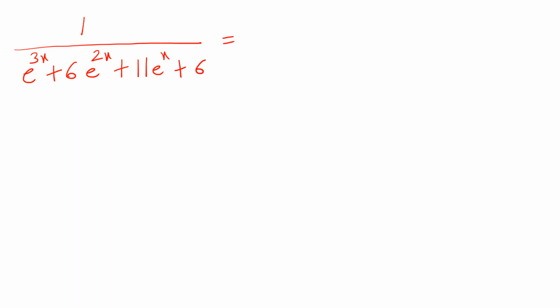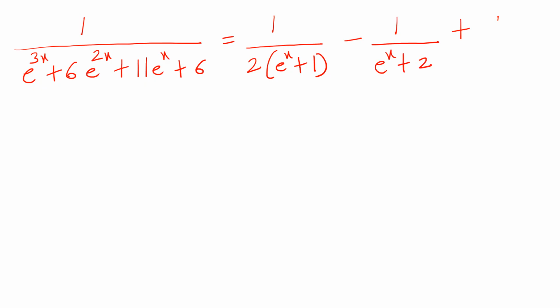Now students, if I put t equal to e to the power x back into this expression, then we get 1 upon e to the power 3x plus 6 into e to the power 2x plus 11 into e to the power x plus 6 equal to 1 upon 2 into e to the power x plus 1 minus 1 upon e to the power x plus 2 plus 1 upon 2 into e to the power x plus 3.